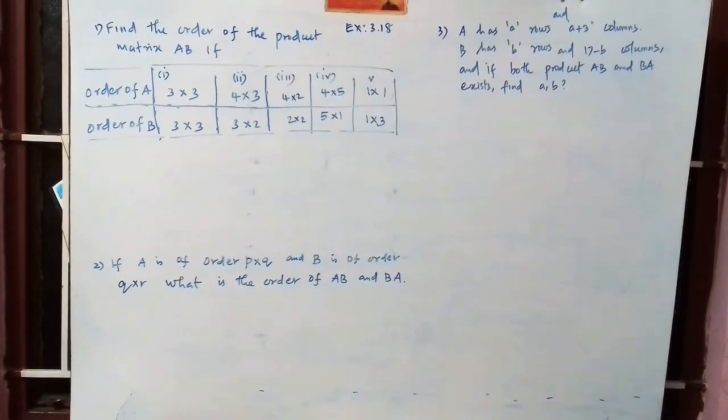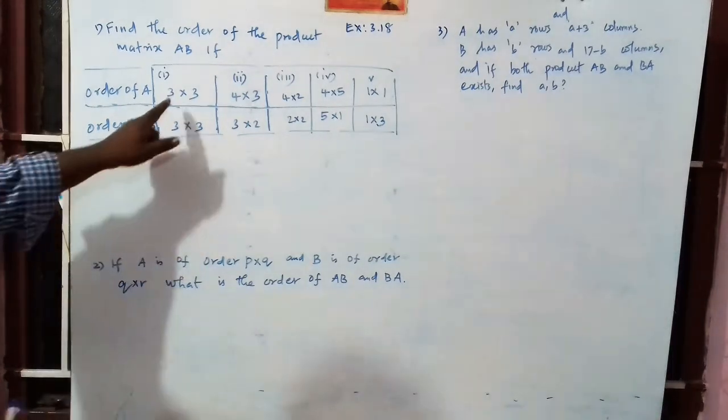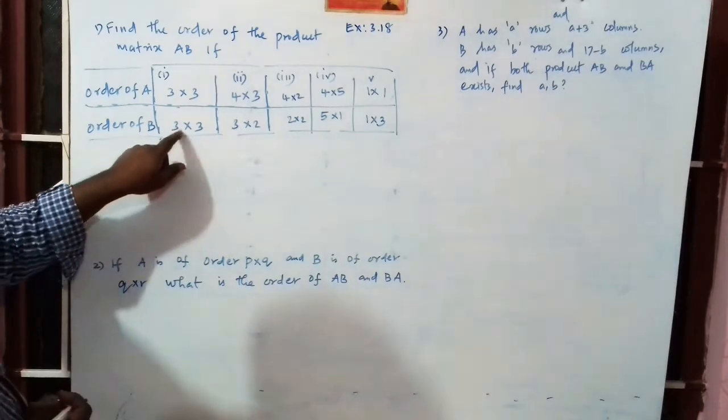Okay, exercise 3.18. Find the order of the product matrix AB if the order of A is 3 by 3 and the order of B is 3 by 3.